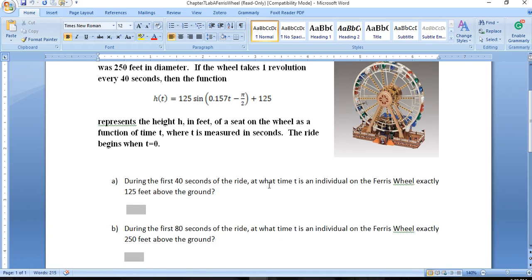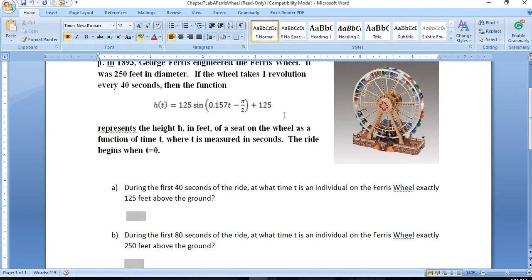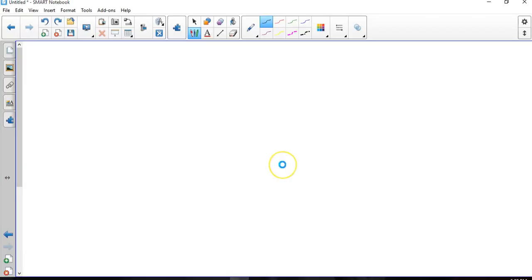And the first one says, during the first 40 seconds of the ride, assuming that it takes 40 seconds to go all the way around, right? Because it says the wheel takes one revolution every 40 seconds. At what time is an individual on the Ferris wheel exactly 125 feet above the ground? I'm going to take this over so we can mark this up a little bit.